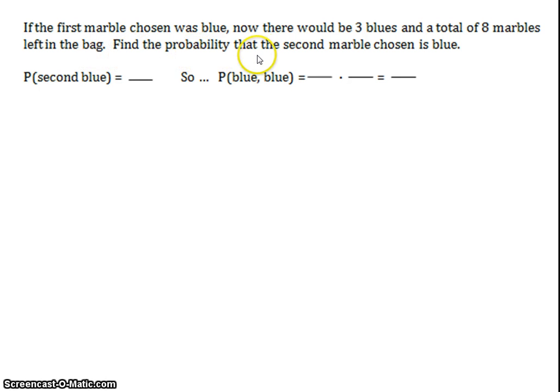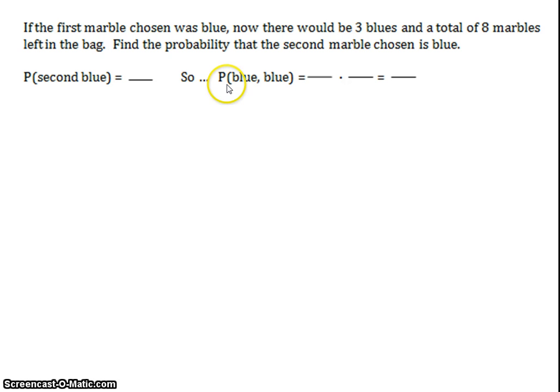We need to find the probability that the second marble chosen is blue. So the probability of the second marble being blue is going to be written here, but we're going to write that assuming that the first marble was blue. How many blue marbles are left over? That goes in the numerator. And how many total marbles are left over? That goes in the denominator.